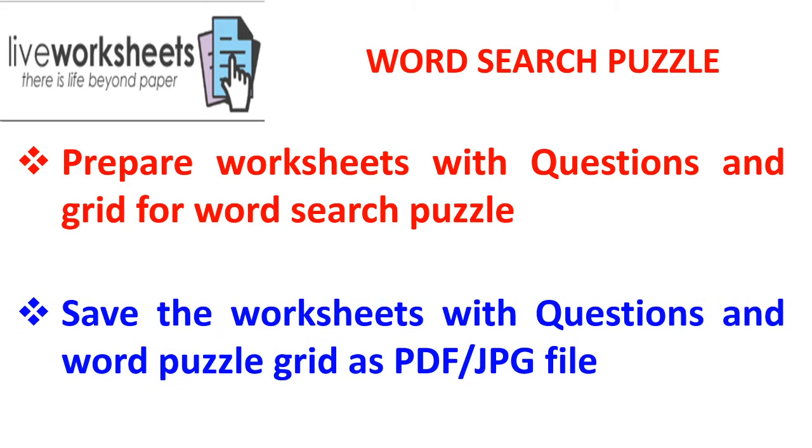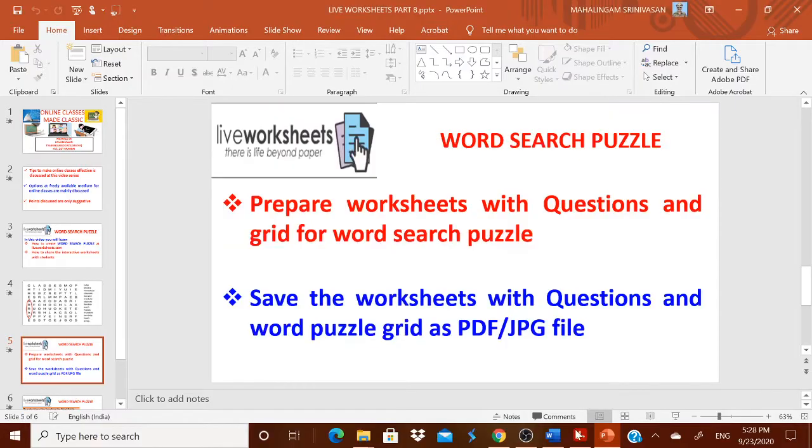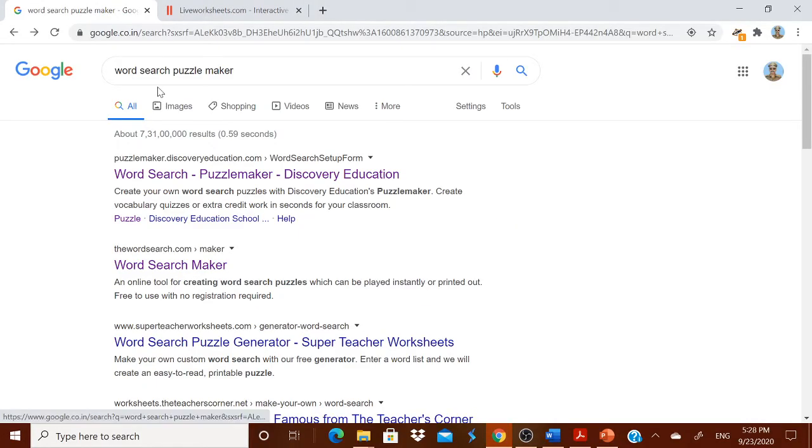Now a question comes: how to make that grid of the word search puzzle? Because I have with me some 4 words, I want them to be arranged in such a way that a child can identify them either from left to right, right to left, top to bottom, or bottom to top. For that, I am giving you a website. You type in Google, word search puzzle maker. It will take you to so many puzzle maker websites, of which I will select the first one.